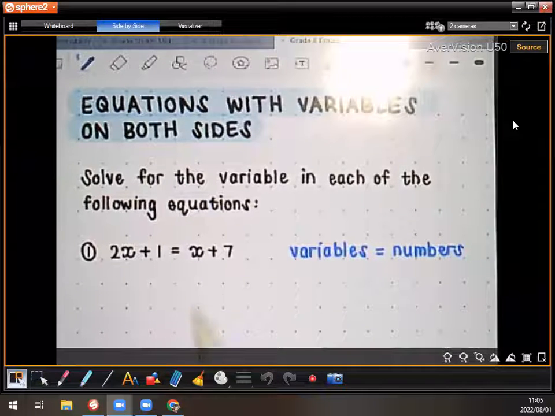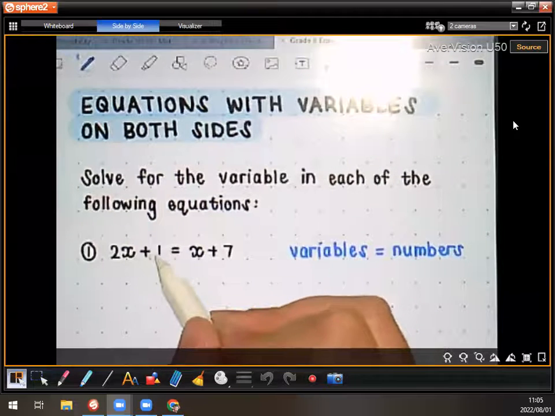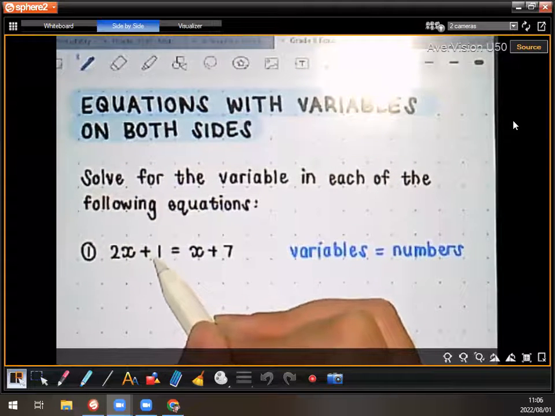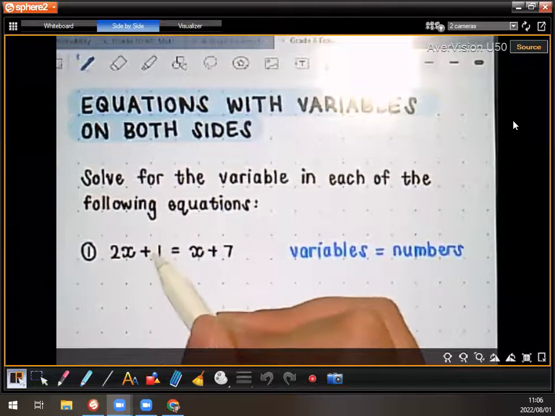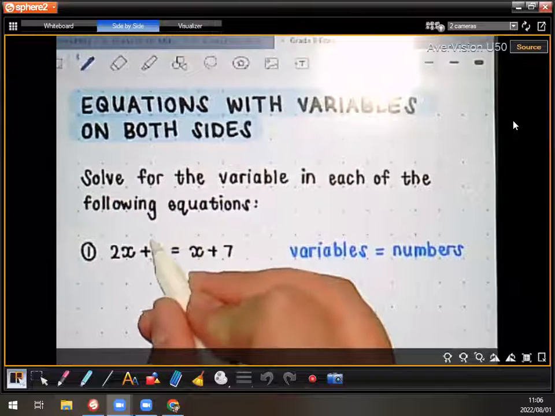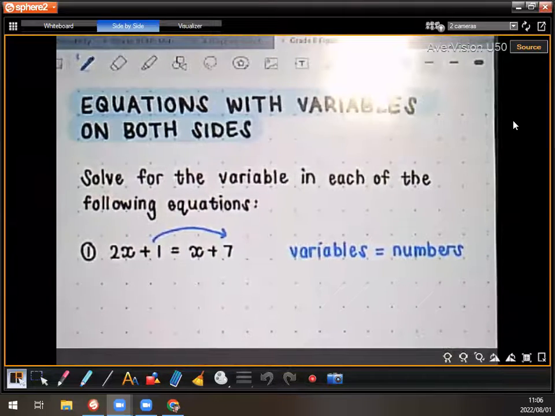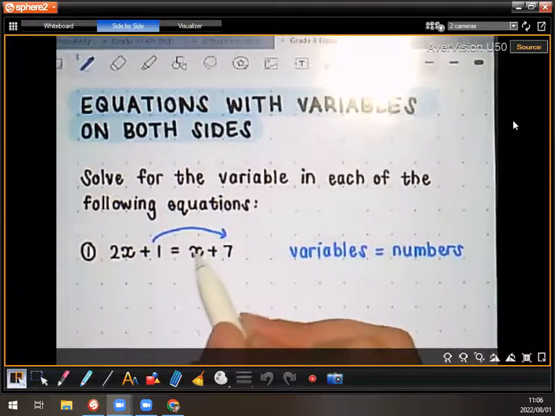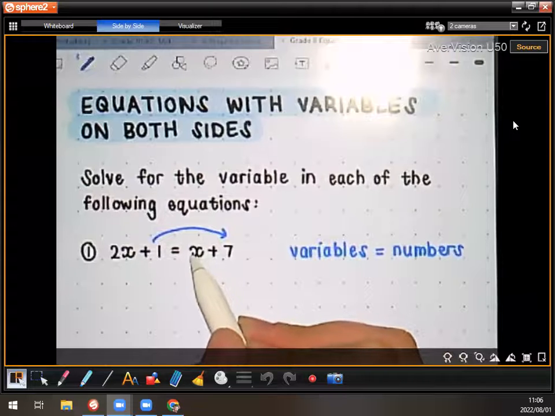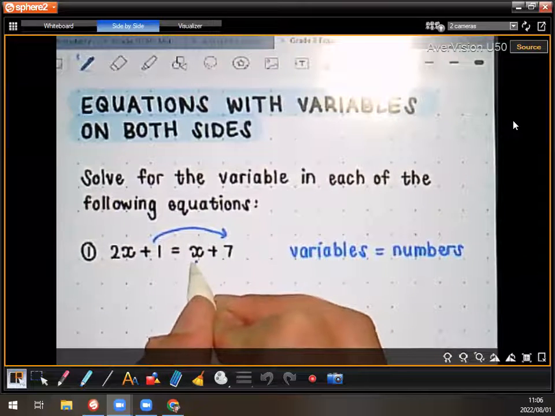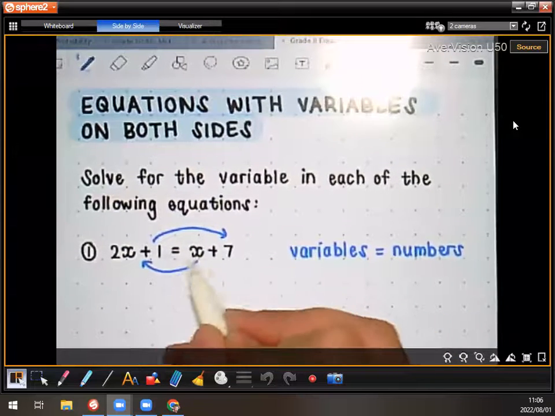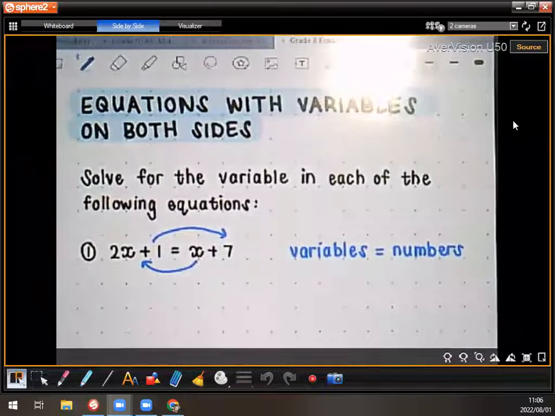So basically this plus 1, do I want the plus 1 on the left? Plus 1, do I want the number on that side? No, so I need to move it to the other side. I need to do the opposite of plus 1 so that I don't have it on the left. And this x, do I want this x on the right hand side? No. So I need to do the opposite of this x so that I have it on that side.